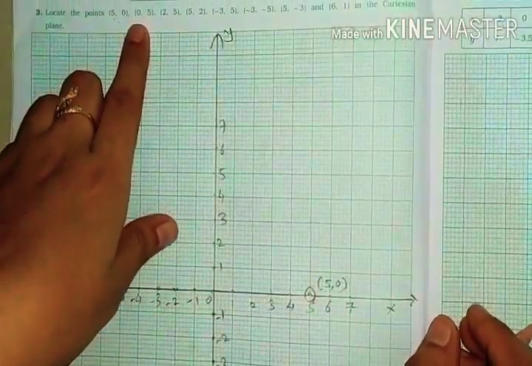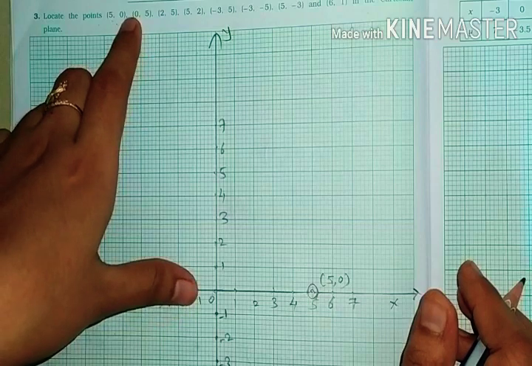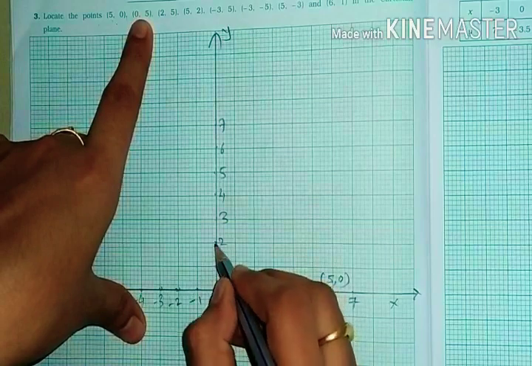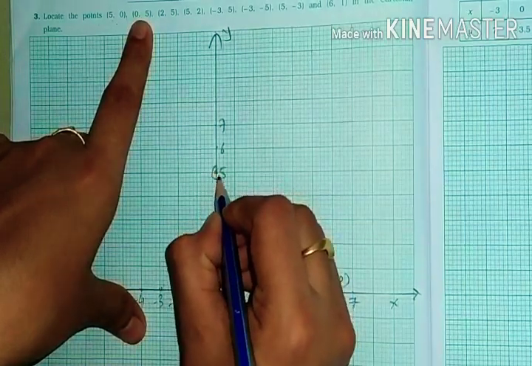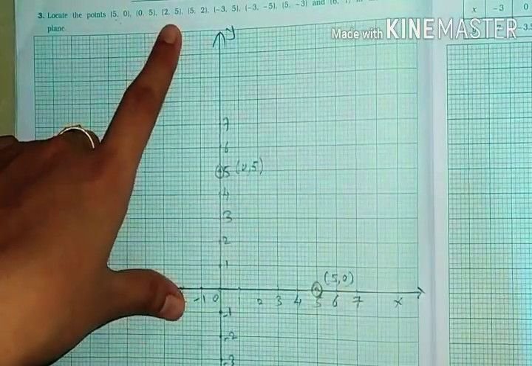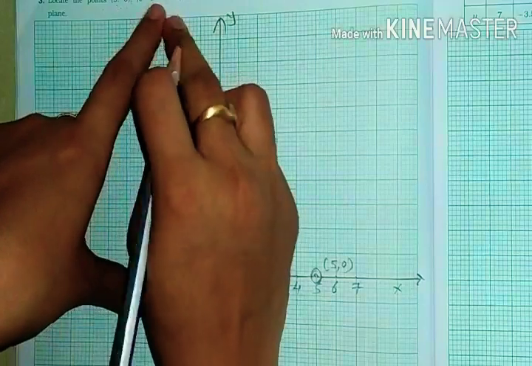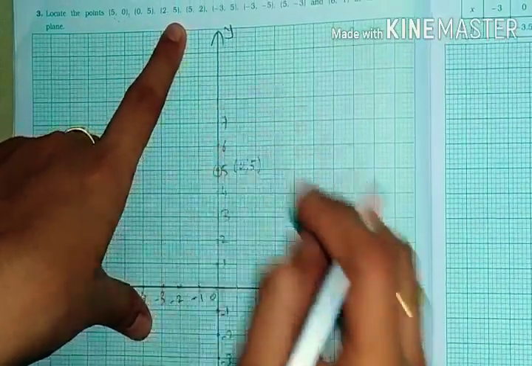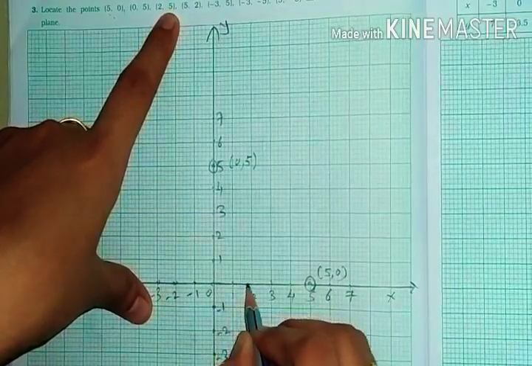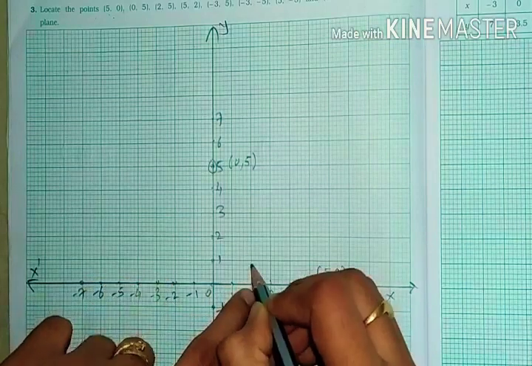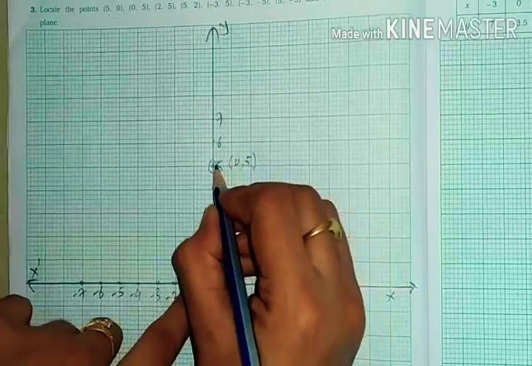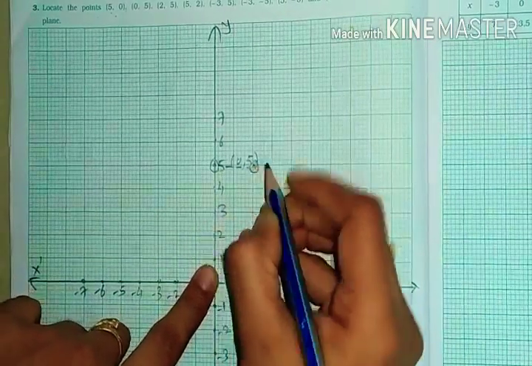Next (0, 5). Here the x coordinate of the point is 0, therefore the point is on the y-axis. 1, 2, 3, 4, 5. And what do you have to write here? (0, 5). It's very simple. The next point is (2, 5). X coordinate is 2 and y coordinate is 5. X coordinate 2, 1, 2 and y coordinate 5, 1, 2, 3, 4 and 5. So our point is here.